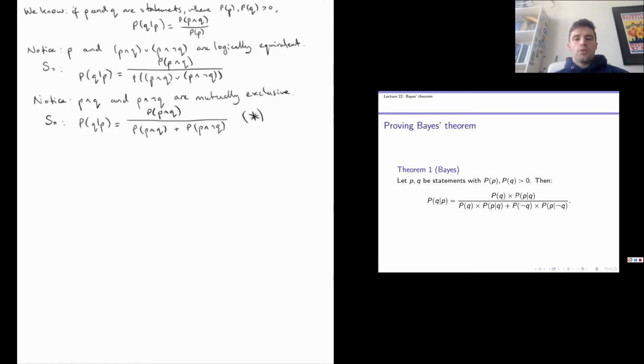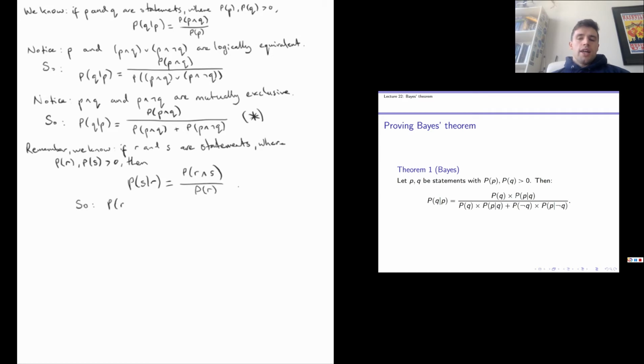And the final thing we notice is the following. If R and S are statements with non-zero probabilities, then by the definition of conditional probability again, the probability of S given R is the probability of R and S over the probability of R. And rearranging that, we see that the probability of R and S equals the probability of R times the probability of S given R. And now we make the following substitutions.